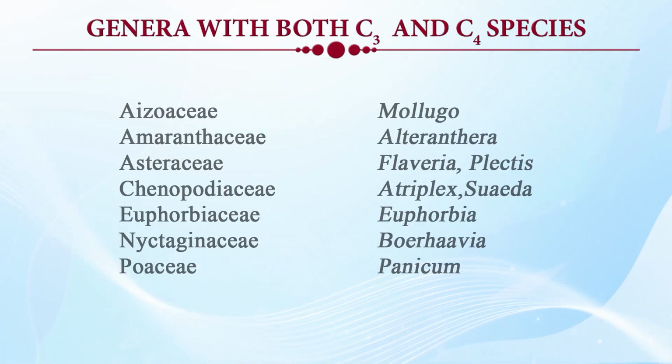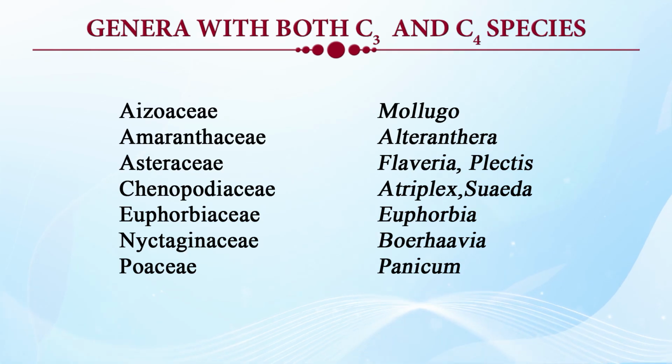In addition, we find a very interesting situation. There are certain genera belonging to the family Isoaceae, Amaranthaceae, Asteraceae, Chenopodiaceae, Euphorbiaceae, Nyctaginaceae and Poaceae, which is Gramineae, which have representatives of both C3 as well as C4 species. Now, this is a very intriguing and a mixed situation.